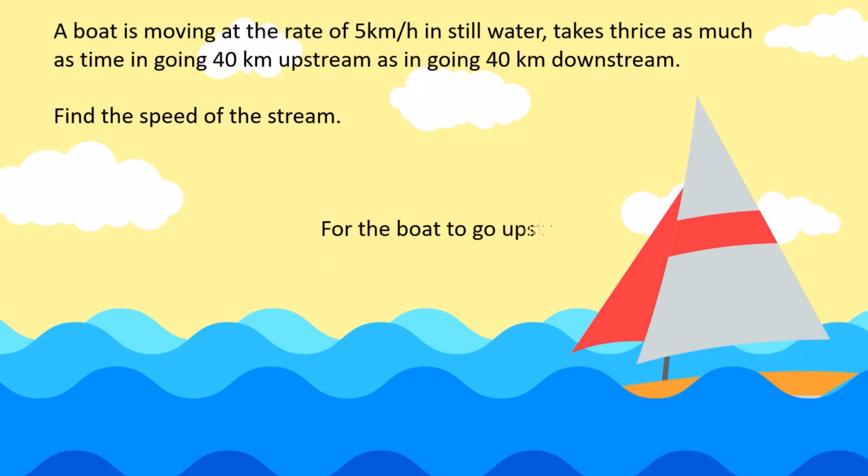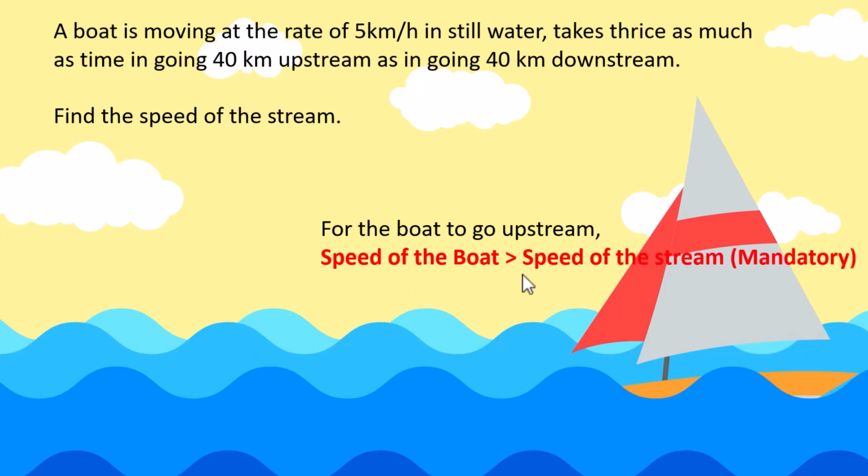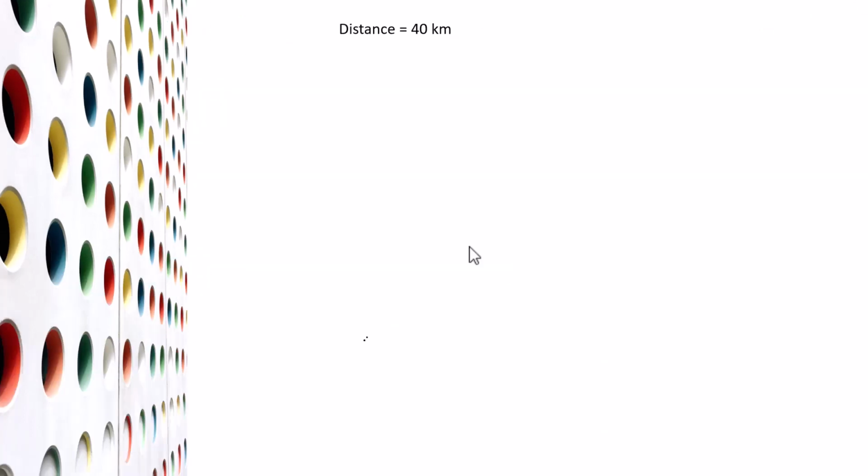For the boat to go upstream, like I mentioned, the speed of the boat has to be greater than the speed of the stream. That is mandatory. Otherwise, the boat cannot move upstream. So what do we have? The distance is 40 kilometers. The speed of the boat is 5 kilometers per hour. Let us assume that the speed of the stream is x kilometers per hour. We are supposed to find the speed of the stream.